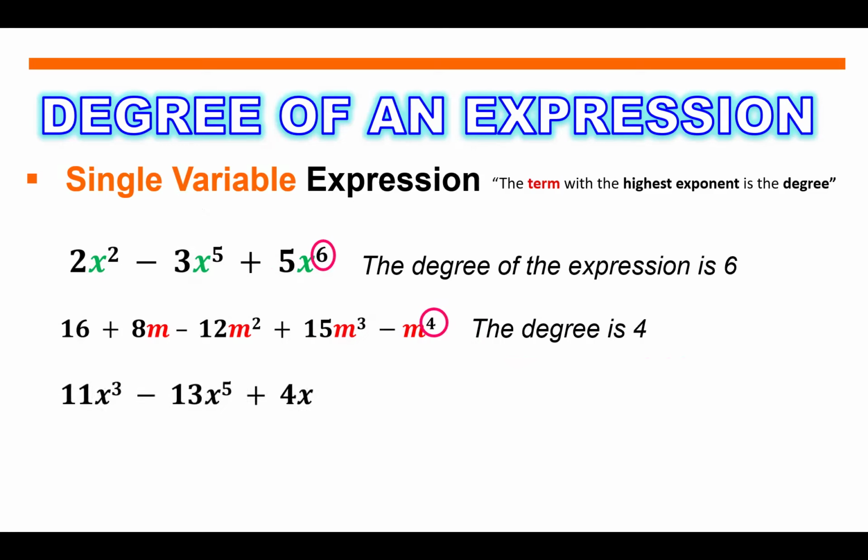11x cubed minus 13x to the 5th plus 4x. So obviously our highest exponent is the 5th power. So therefore the degree is 5. 7x minus 4. Obviously the degree is 1.